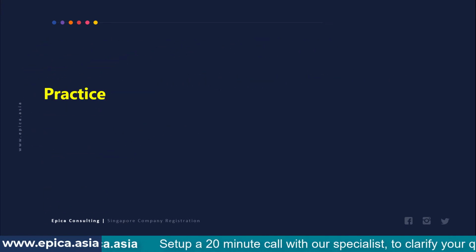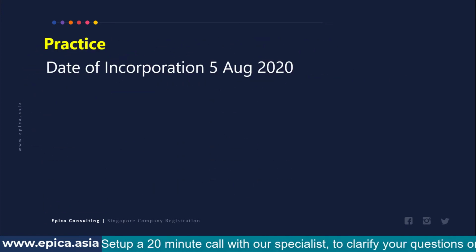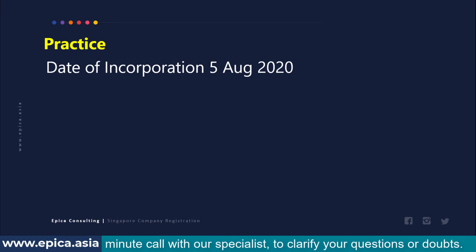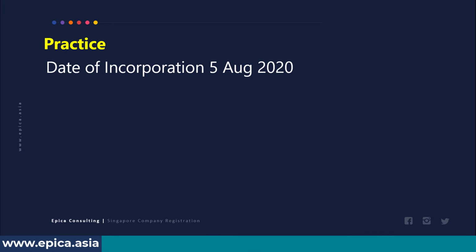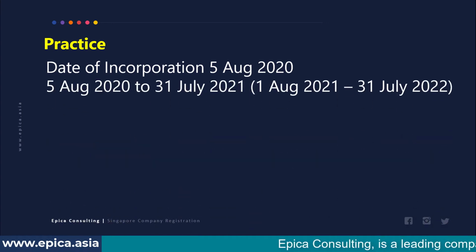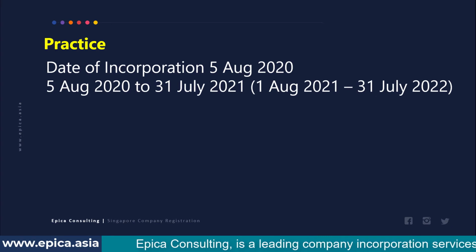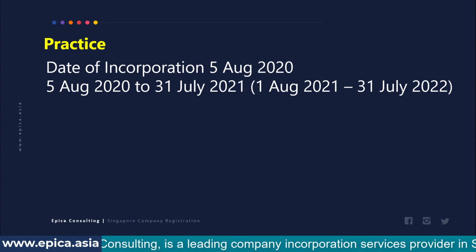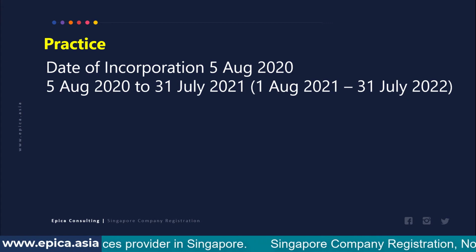So let's take an example. In practice, what we do is as follows. Let's presume that a company is incorporated on 5th August 2020. The first accounting year for this company will be from 5th August 2020 to 31st July 2021. Subsequent years will follow from 1st August 2021 to 31st July 2022, and then it will continue like that.